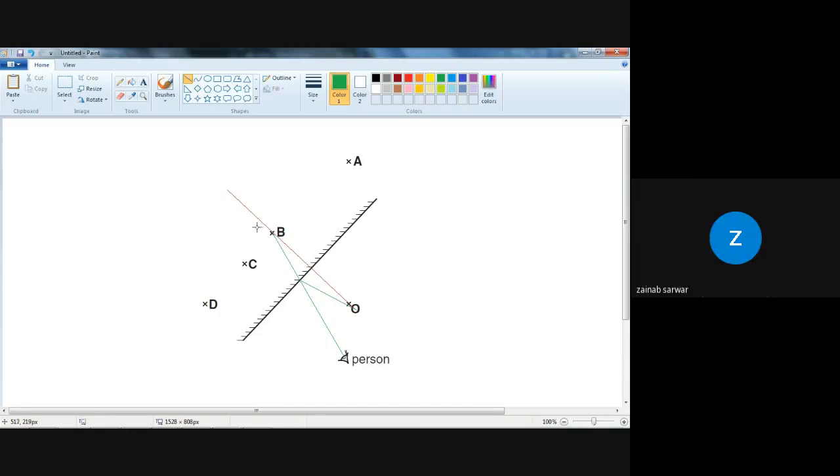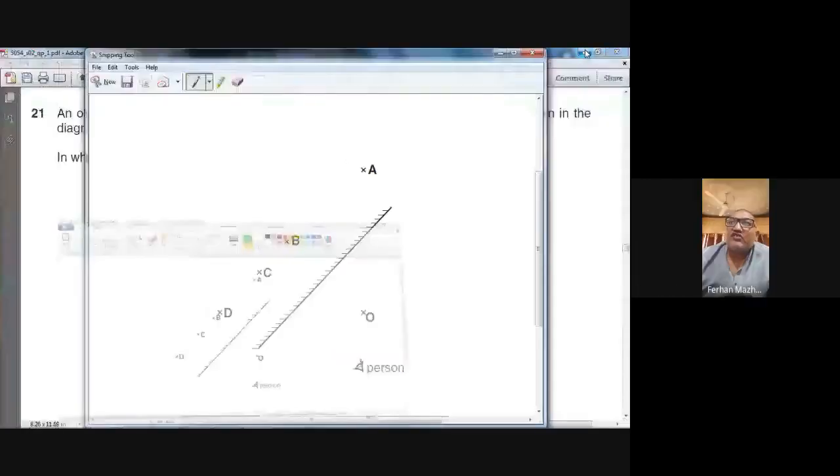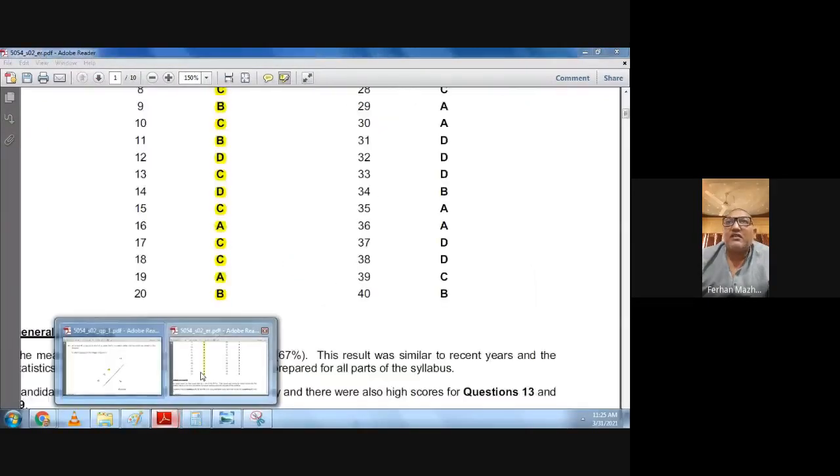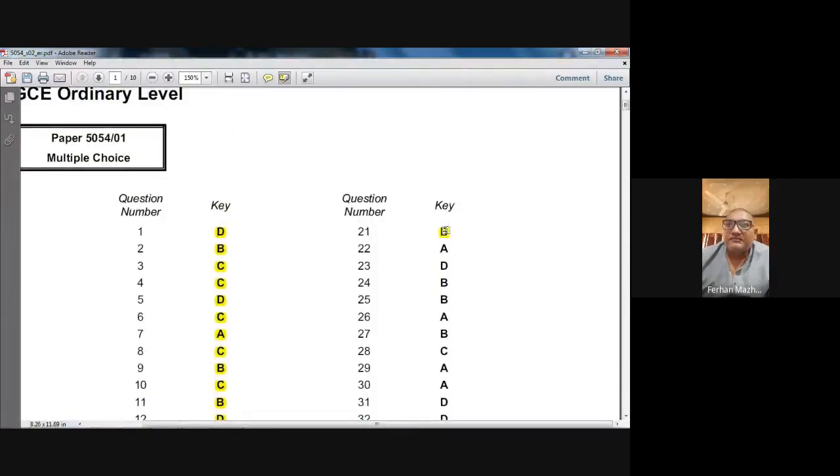Do you understand this? Yes, sir. Okay. So the image will be formed at the point B. Question number 21, the image will be formed at the point B. Let's check. Good.